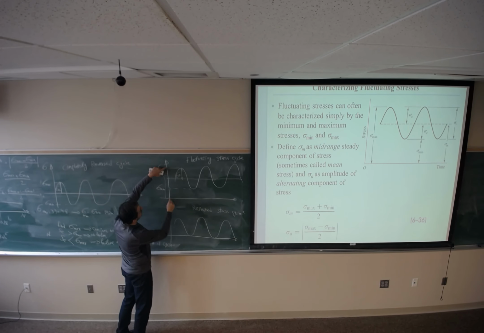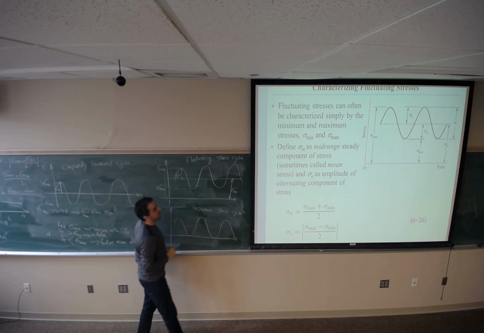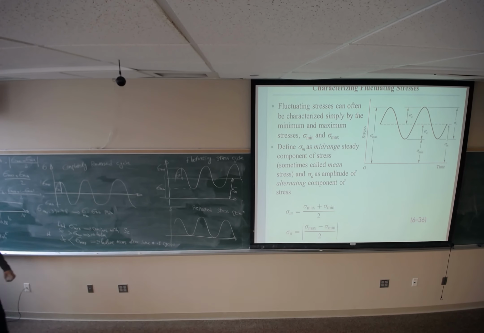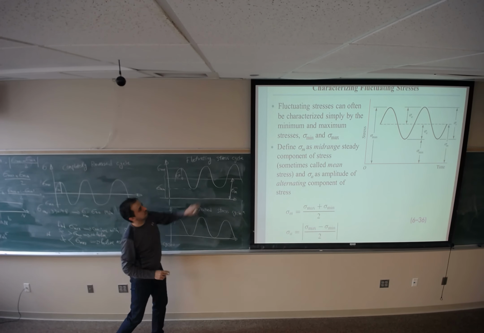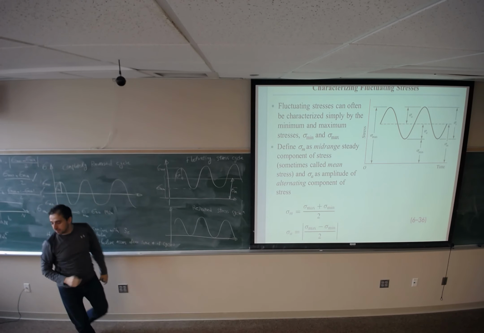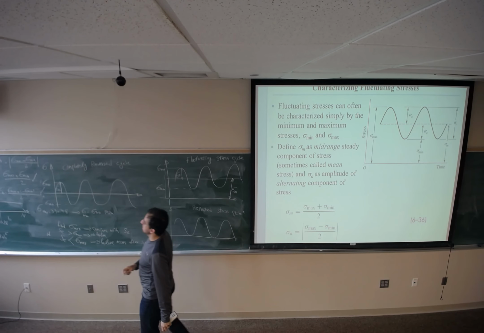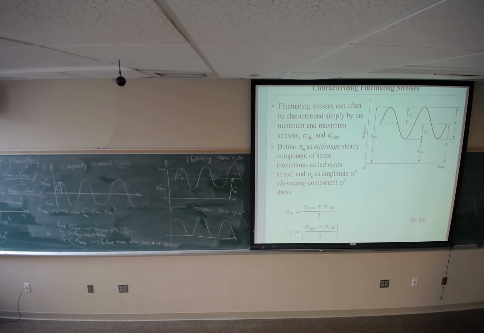This plus this divided by 2, you will get sigma m, some non-zero value. And what is making complete reverse cycle different than fluctuating stress is mid-range. For complete reverse cycle, sigma m is always equal to 0 because sigma max equals negative of sigma min. But for fluctuating stress, it's going to be different, and we get some value for sigma m.